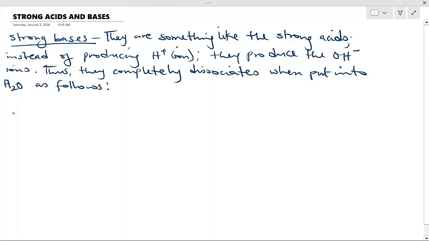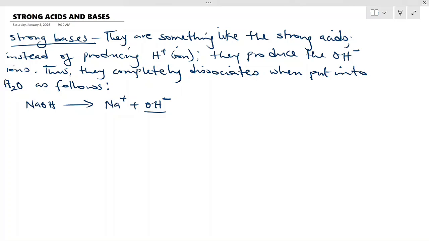An example of a strong base is sodium hydroxide. When it dissociates, it forms sodium plus and OH minus. So strong acids produce the proton, which is H plus, and strong bases produce what? The hydroxide ion. When they dissociate, there is none of the original left. So you should just have a forward reaction.